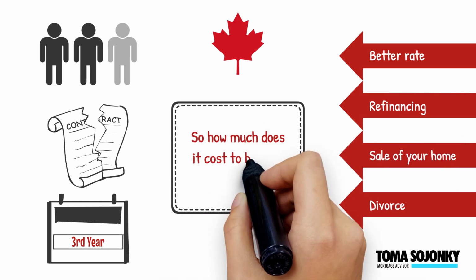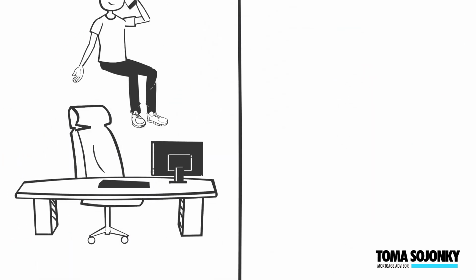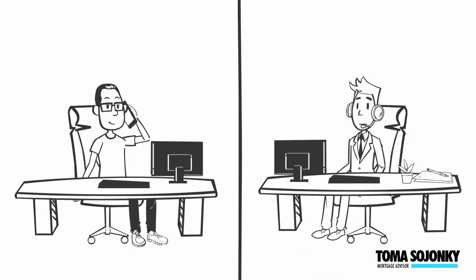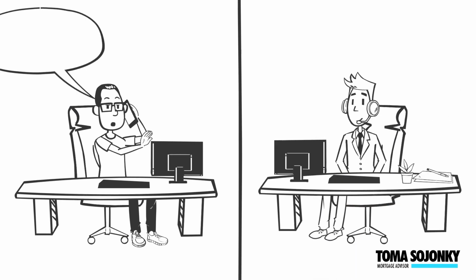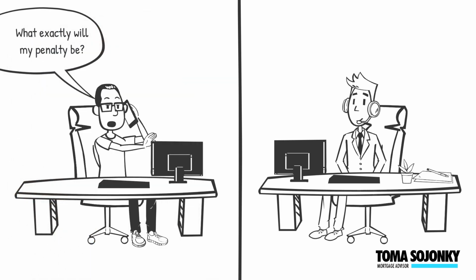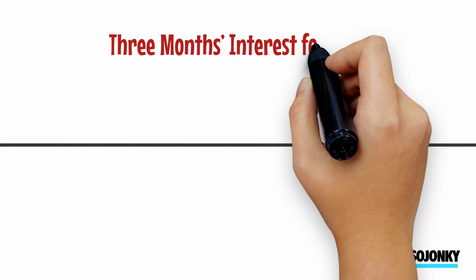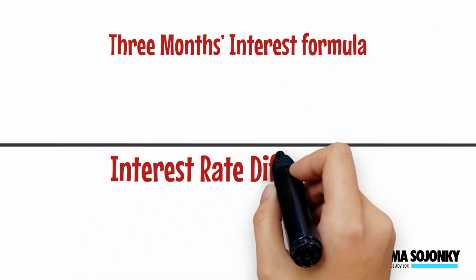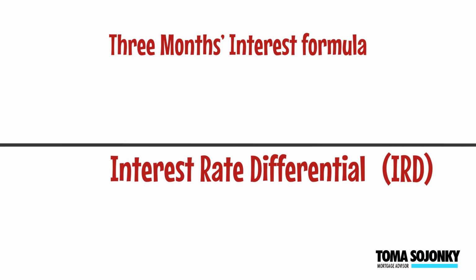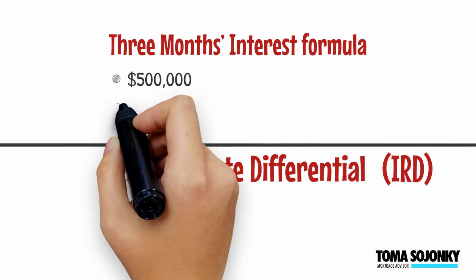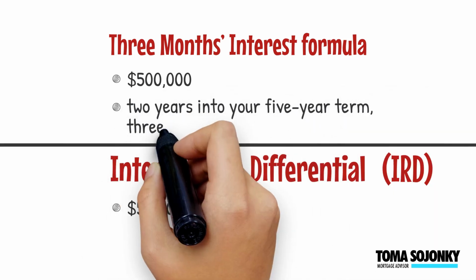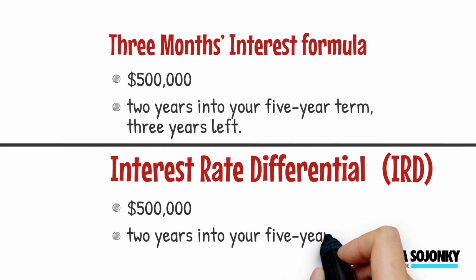So, how much does it cost to break a mortgage? Well, before we dig into these estimates, remember that the best way to find out your prepayment penalty is always to contact your mortgage lender directly and well in advance to ask them exactly what your penalty might be on a given date. Anyway, when it comes to estimating a mortgage penalty, there are 2 main formulae for doing so: the 3 months interest formula and the interest rate differential, also known as the IRD. For these examples, let's assume in both cases that you still owe $500,000 on your mortgage and that you're 2 years into your 5-year term.